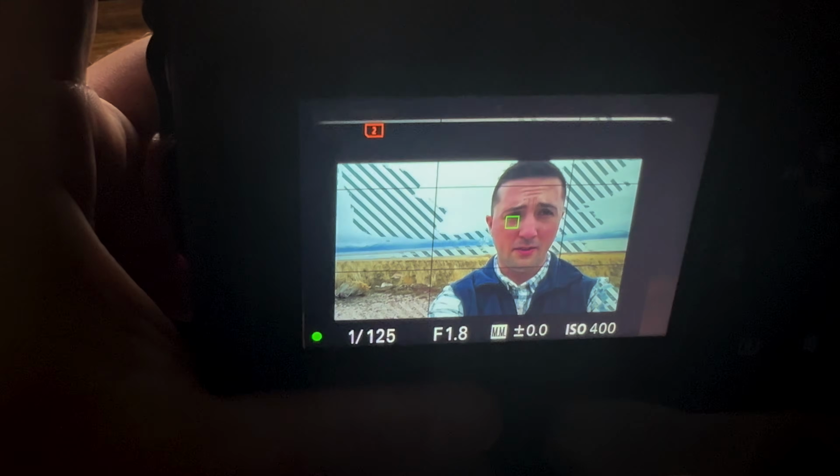Another thing that's important to me, it may not be important to everyone, is does the lens have autofocus?